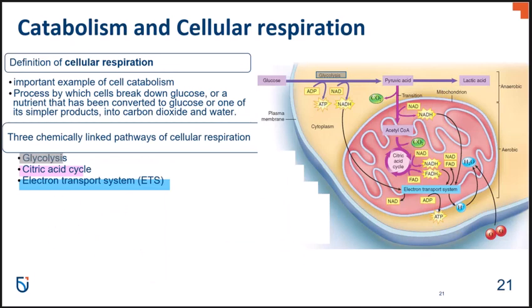For our final topic, we're going to talk about catabolism and cellular respiration. There are 3 different types of cellular respiration we have here: glycolysis, the citric acid cycle, and the electron transport chain. I want you to think of cellular respiration as being like cell breathing that ultimately produces the energy that we need for survival. What happens with cellular respiration is our cells take glucose from the food that we eat and produce energy.